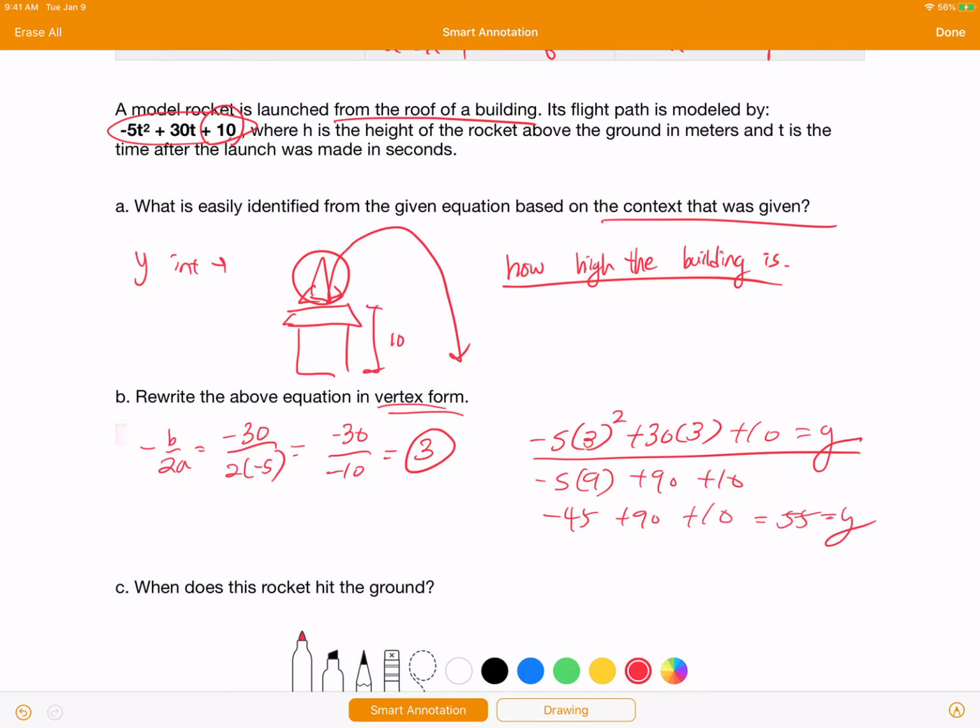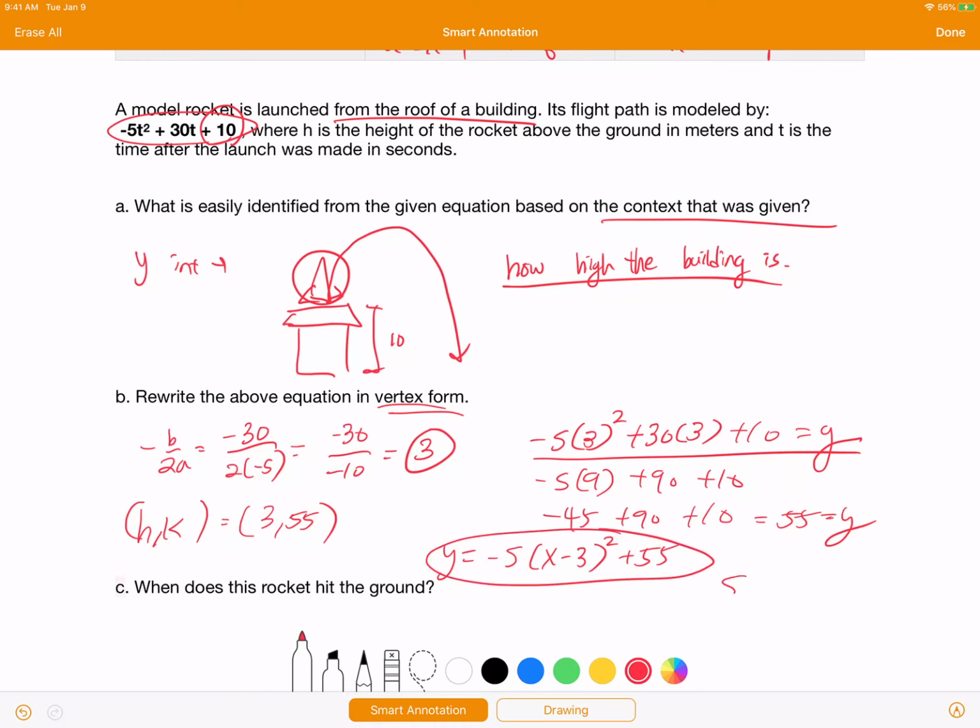So my vertex is 3, 55. So then here we get y is equal to negative 5 times x minus 3 squared plus 55. Okay, so how did I get this as my vertex form? The a value, negative 5, is coming from here. The h value is coming from the axis of symmetry, and 55 is coming from plugging the value back in.